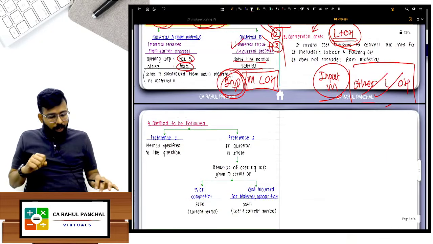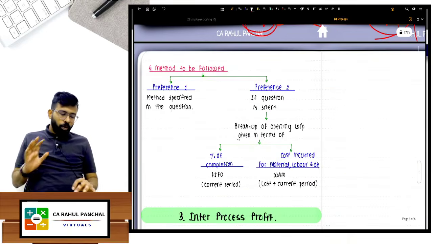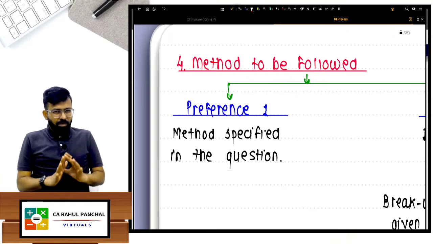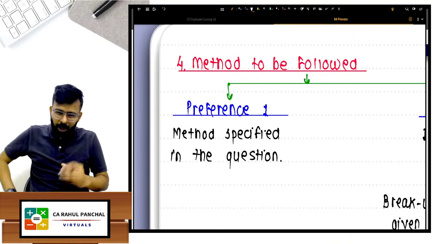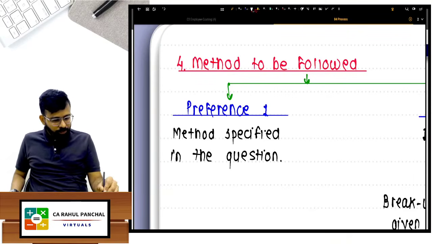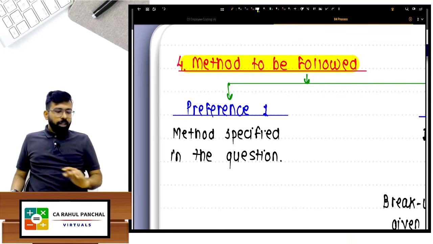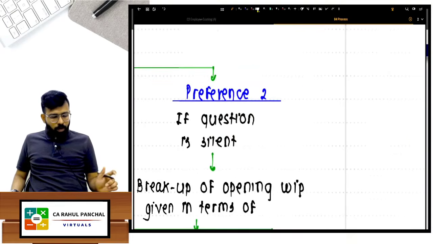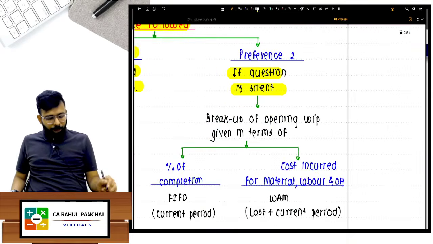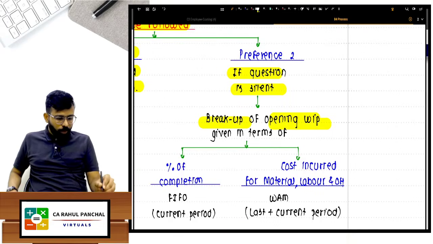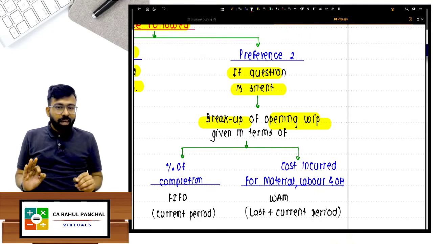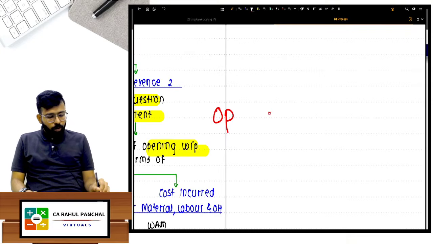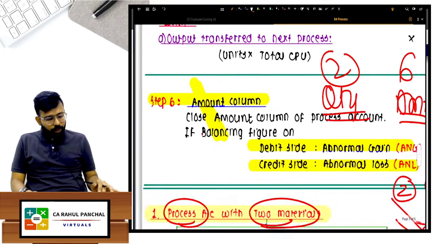Okay. Last part, method to be followed. Please understand. Method to be followed should now be understandable if you have revised. It is a rapid fire revision, but try to understand this. In method to be followed, preference 1 is the method specified in the question. But if the question is silent, you have to check opening WIP. Look, when you follow the FIFO method, you need the bifurcation of percentages. How much work was done in opening, because whatever is your output in FIFO method, what do you do?